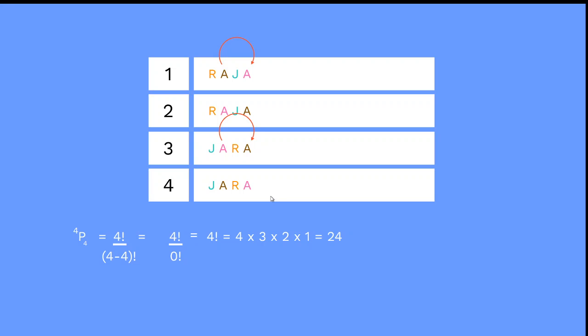So you need to divide this number. This 24 is too much. It is actually double the number that we need. So let us divide by 2, because we have twice the number of whatever we need, and we get 12. And this is actually the number of four-letter names that we can make with the alphabets R, A, J, A: 12. Now from this, let me take you to another example.